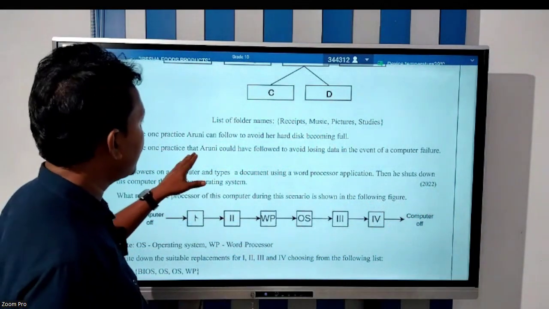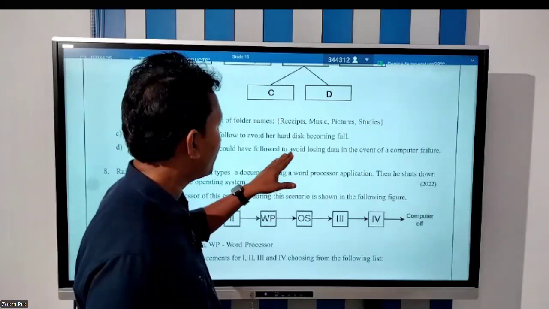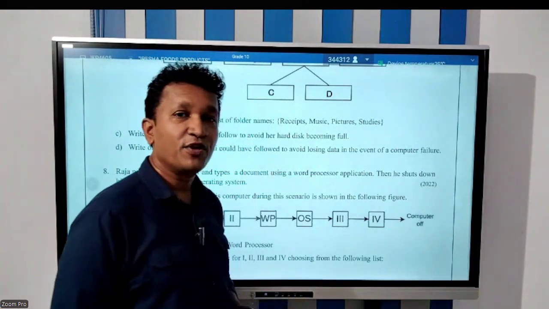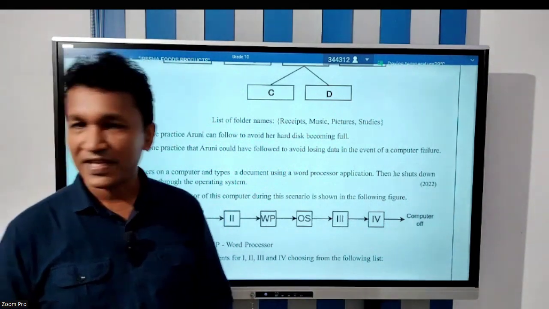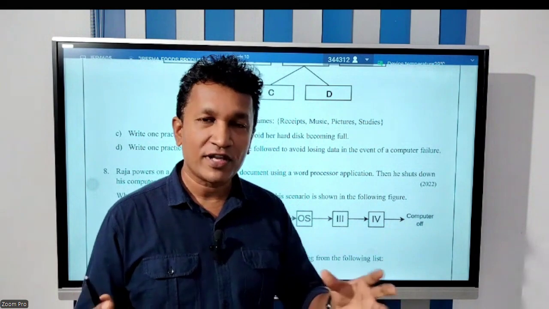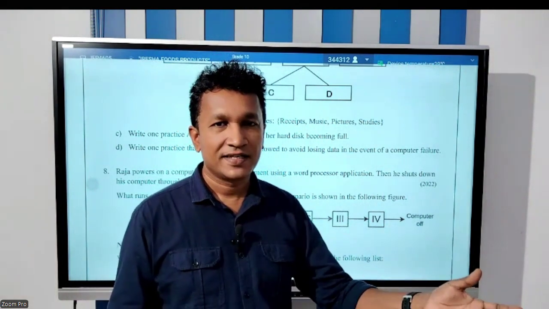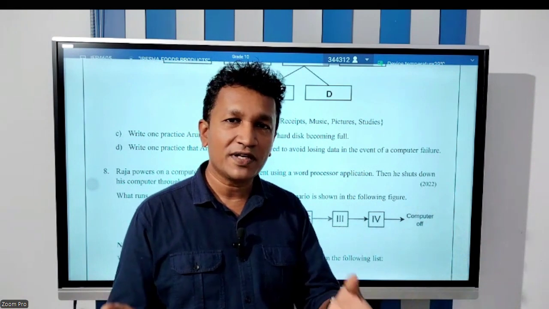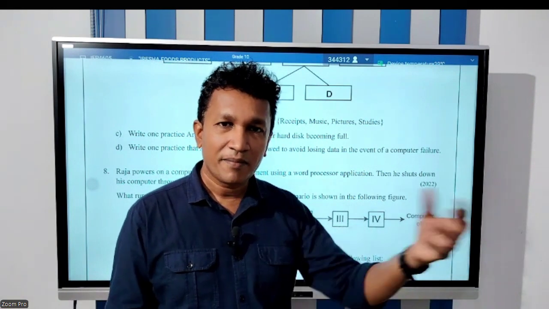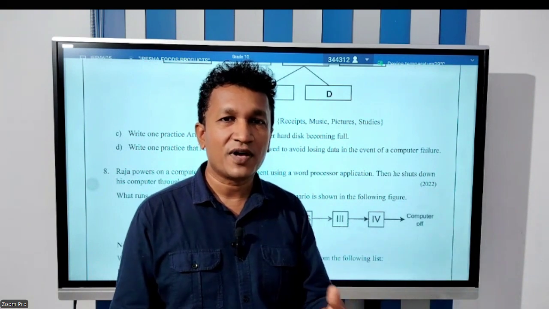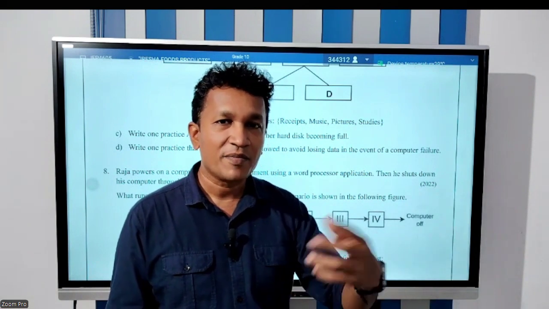Write one practice that Aruni could have followed to avoid losing data in the event of computer failure. What can we do? We can back up the files. Aruni can back up her files. Why do we need to back up? Once something happens to our original files, the backup is there, then we can restore that backup. අපේ original files වලට මොන හරි වුණොත් damage එකක් අන්න අපි backup කරනවා.